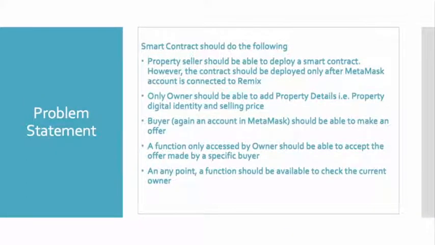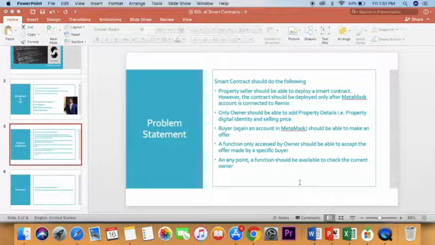Let's move on. So this is the problem statement for our smart contract. The first point says the property seller should be able to deploy a smart contract. However, the contract should be deployed only after a MetaMask account is connected to Remix. What is MetaMask? How it will be connected to Remix, we'll be seeing shortly. The next one is only the owner should be able to add property details, that is the property digital identity and selling price. Let's go ahead and create a smart contract.